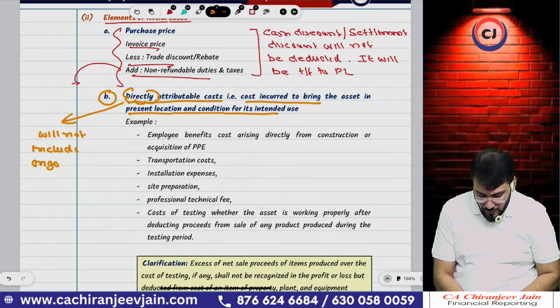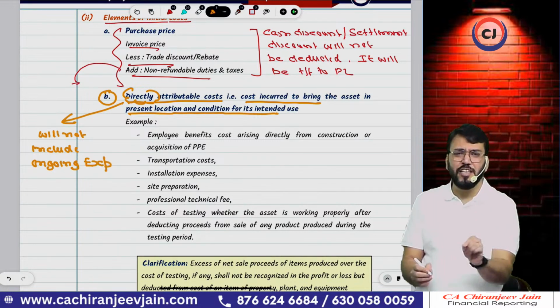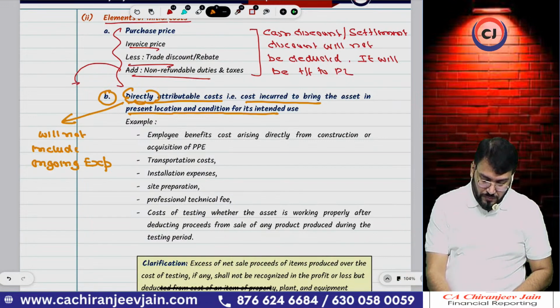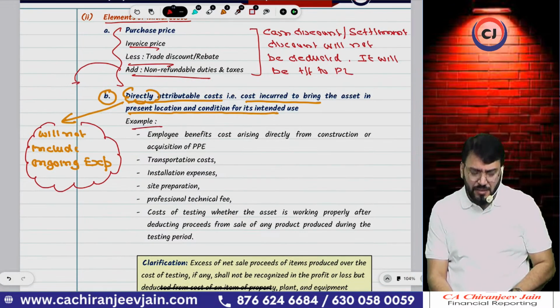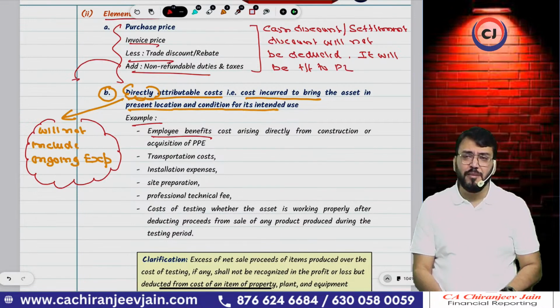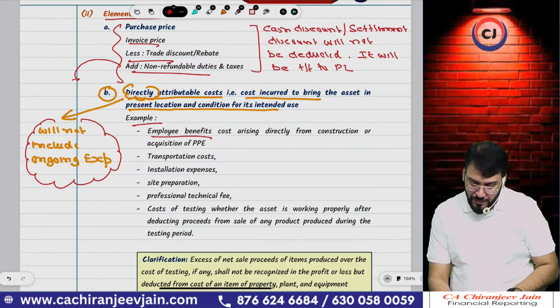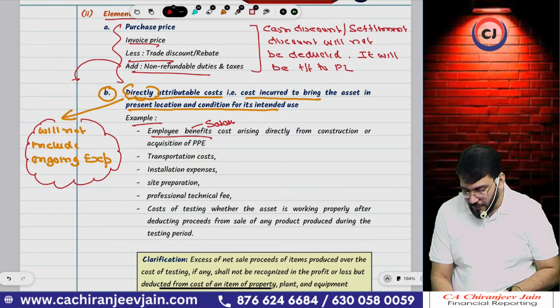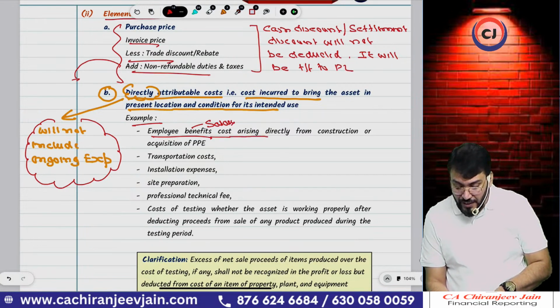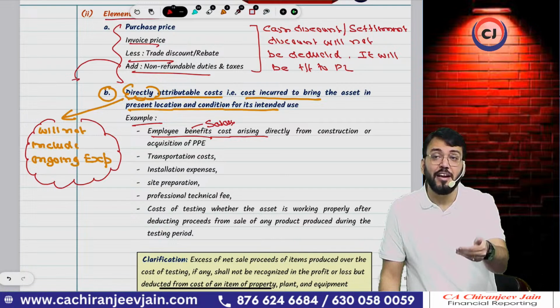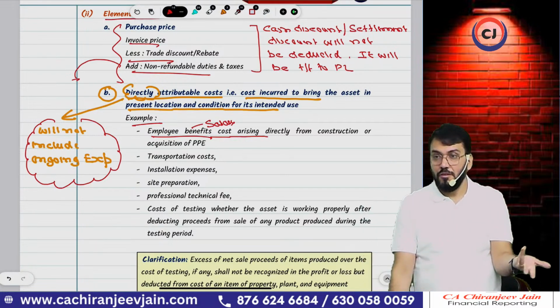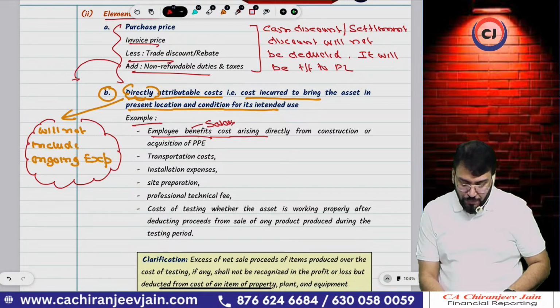Ongoing expenditure. समझ जाओगे ना ongoing expenditure. Got this point? Examples, there can be many examples. For example, employee benefit. Employee benefit means salary. Employee benefit means salary expense. Salary expense which arises directly from construction or acquisition of PP. Correct now. Means suppose you are doing construction, so direct labor will be added. All the labor costs will be added. Correct. So any employee benefit expense means salary expense will be added.